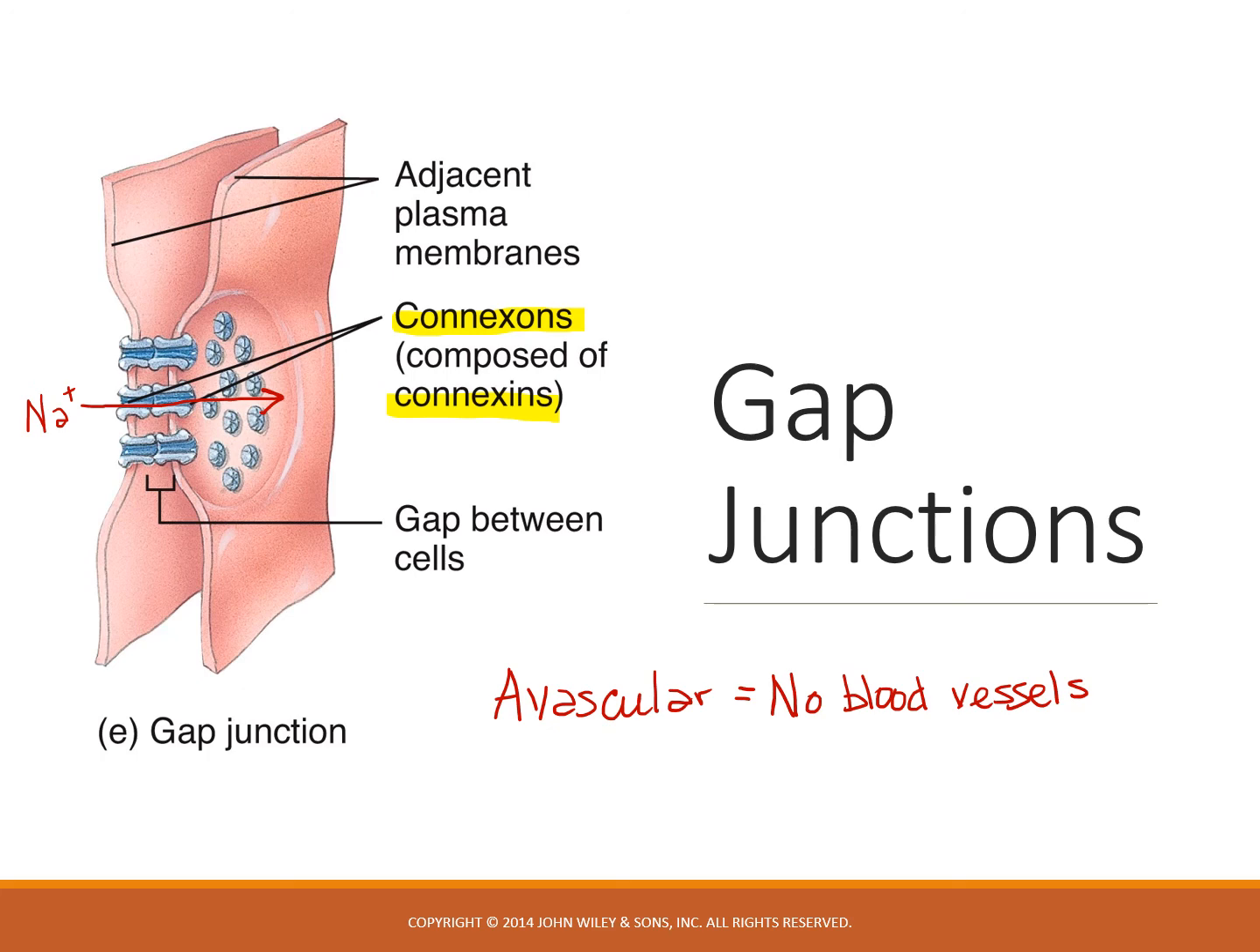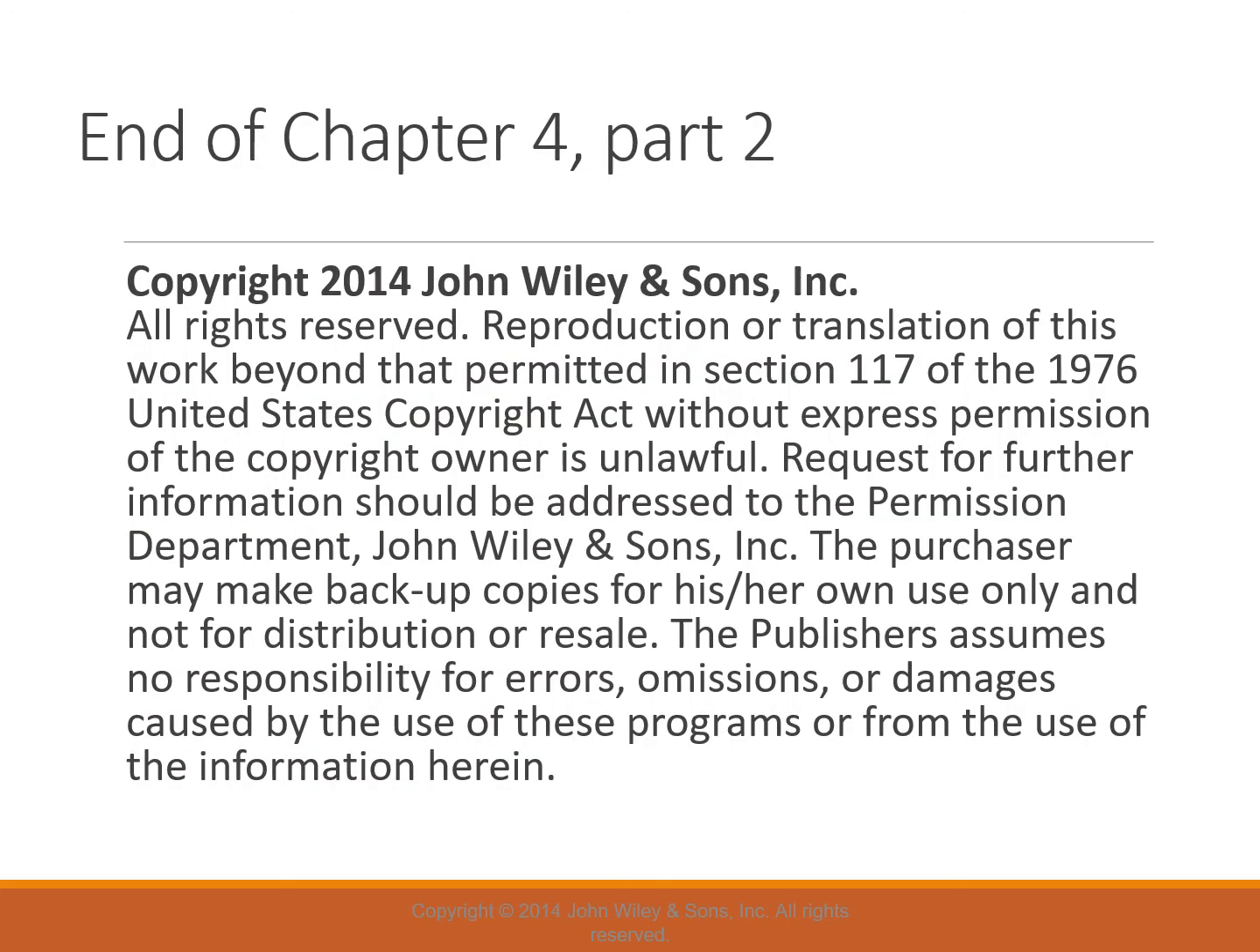Gap junctions also allow nerve or muscle impulses to spread very rapidly among cells, and this is very important in impulse conduction in nerves as well. We will go over that in more detail later. And that will be the end of part 2.